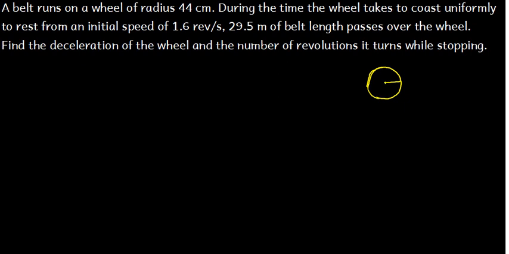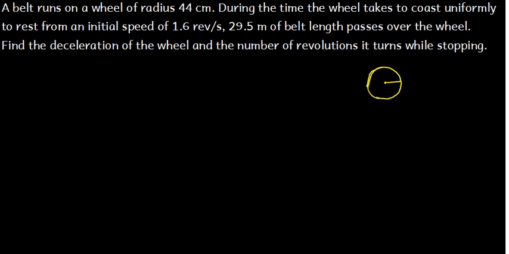During the time the wheel takes to coast uniformly to rest from an initial speed of 1.6 revolutions per second, 29.5 meters of belt length passes over the wheel. Find the deceleration of the wheel and the number of revolutions it turns while stopping. Okay, so really what are they trying to ask us about? We want to determine the acceleration on the wheel.